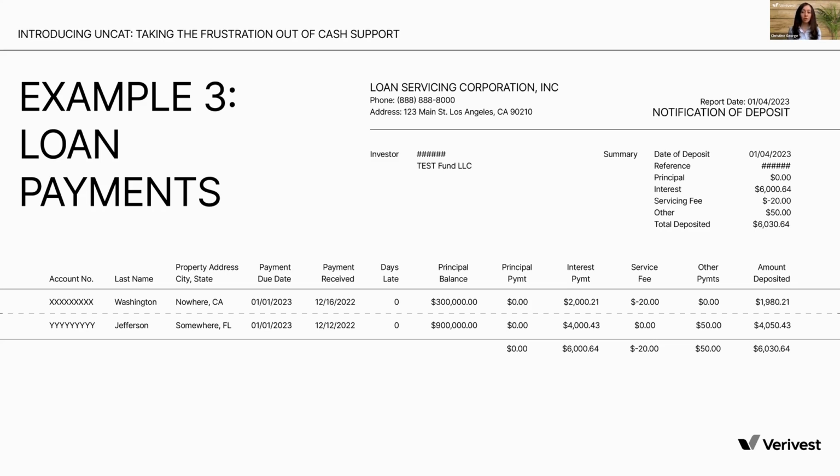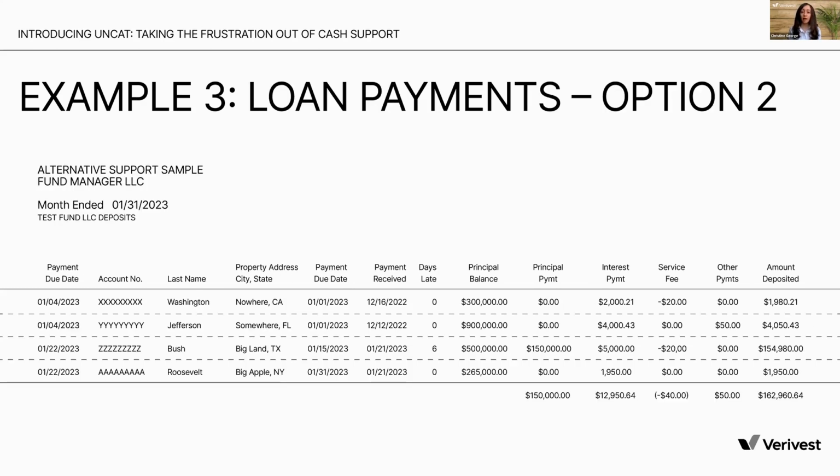Now, let's say you do not use a loan servicing corporation and the fund manager services the loans. Well, what could we get there? So for that reason, we created an alternative support example here. This is something we just put together in Excel as an example and that you can do for your funds as well. And it could just be for the entire month.